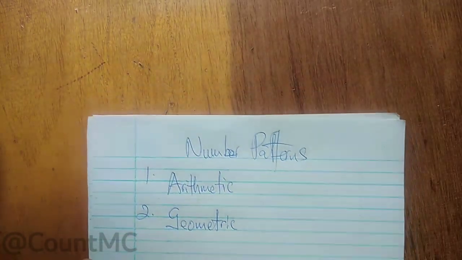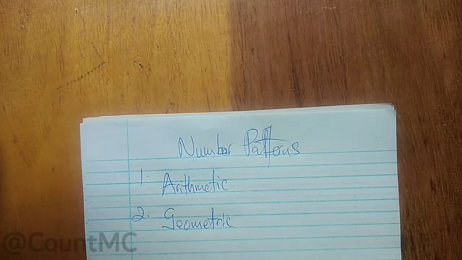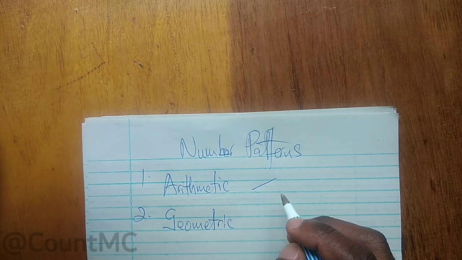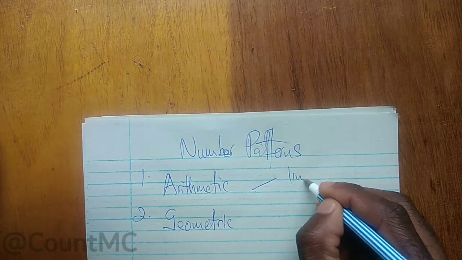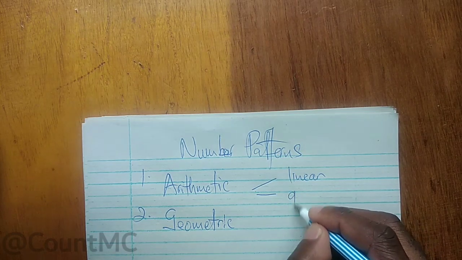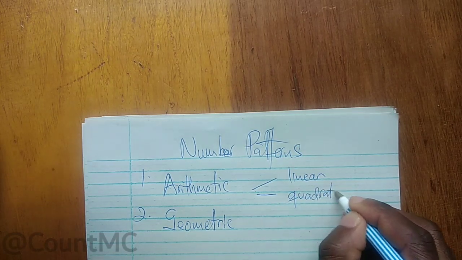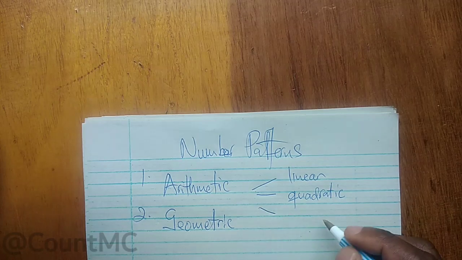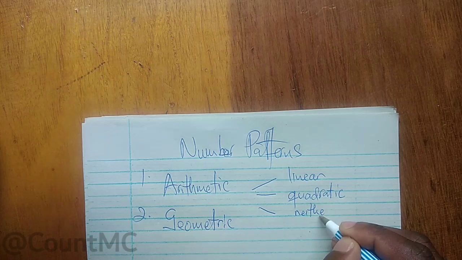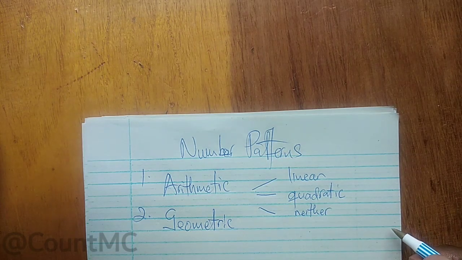Now, we are going to divide into subsections. For arithmetic, you are going to have what is called a linear. Then you are going to have what is called a quadratic. Then a third one, which you are just going to call neither, because it's not going to be this, it's not going to be that. So it's going to be neither linear nor quadratic.